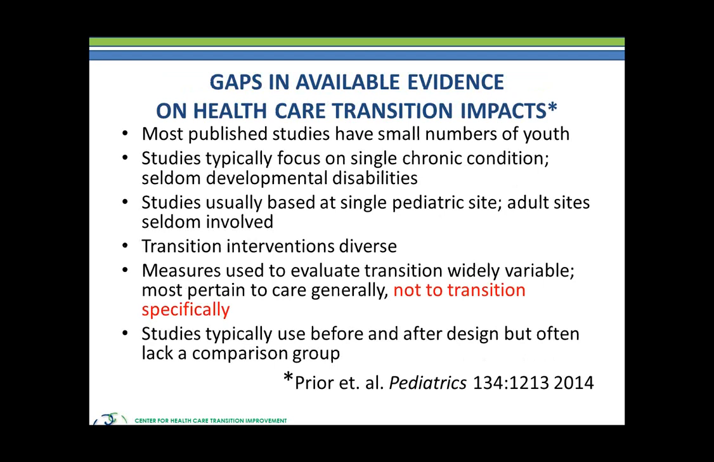And the next slide shows you some of the gaps. A lot of the studies have small numbers. They focus really on single chronic conditions and very few on developmental disabilities. They're usually based at one site, and adult sites. It's very pediatric focused. The interventions are very diverse. And the measures used to evaluate transition are very widely variable and tend to really focus on care in general, not looking at transition specifically. And then studies use before and after design, but often lack a comparison group.